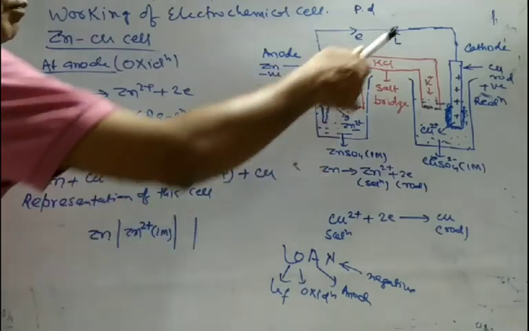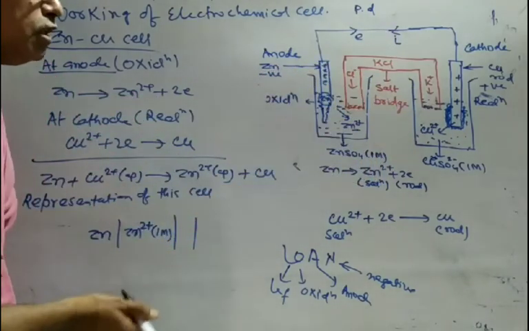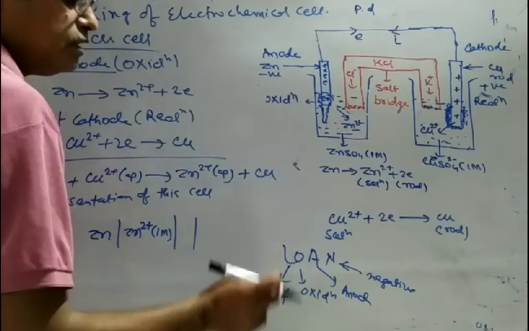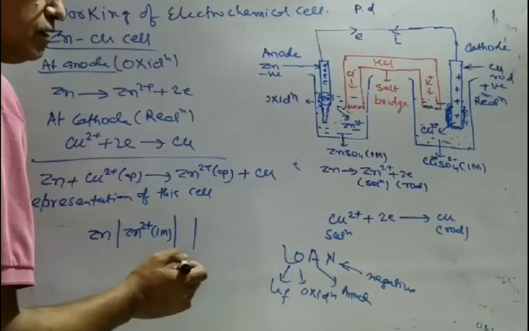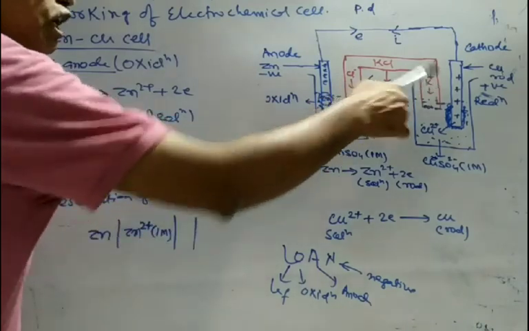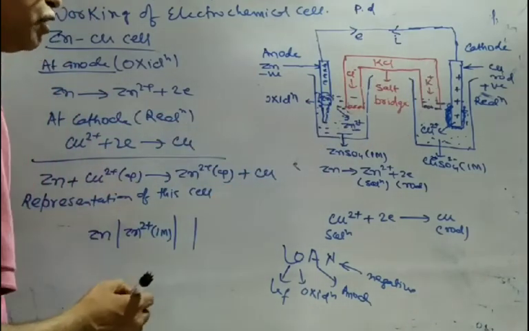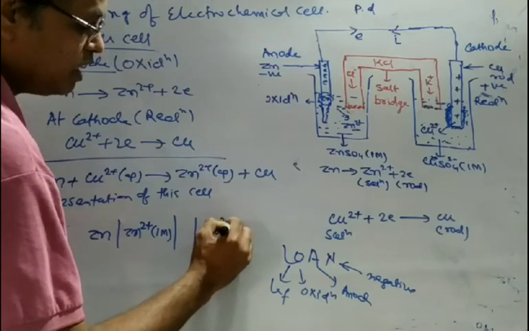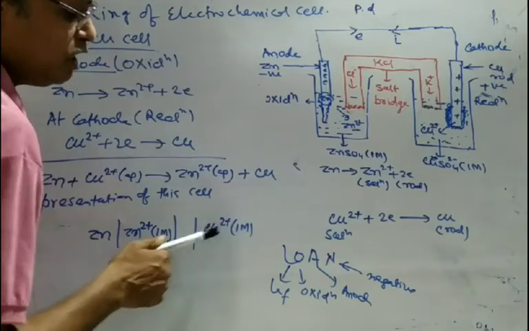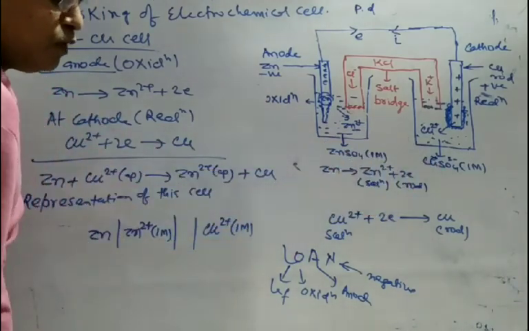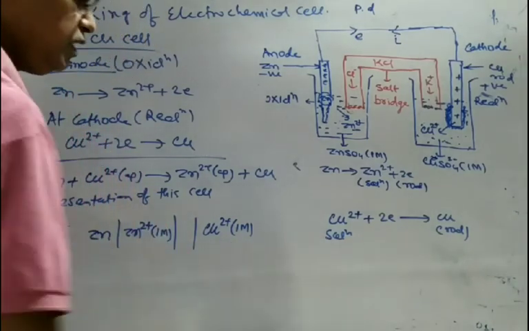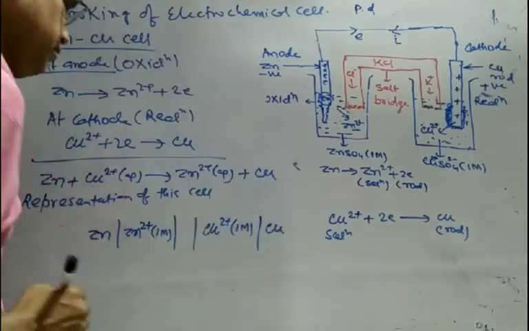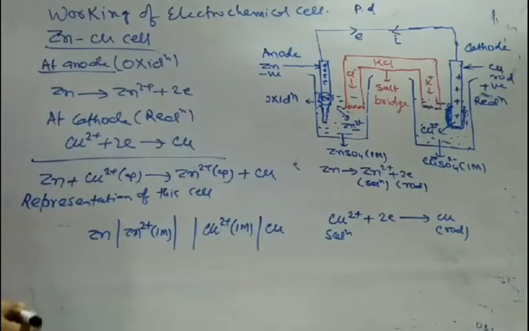On the right side, a copper rod is dipped in the CuSO4 solution. What will happen here? On the right side, the reduction takes place and the electrode is called cathode and it is the positive terminal. So we represent Cu2+ ion having concentration 1M. The concentration of CuSO4 solution is 1M. Single vertical line, copper. So this is the representation of the cell.